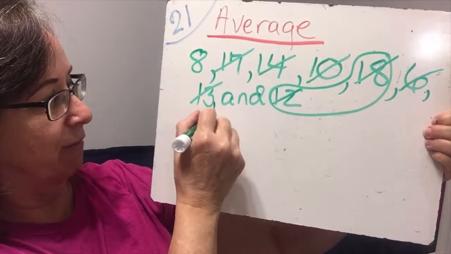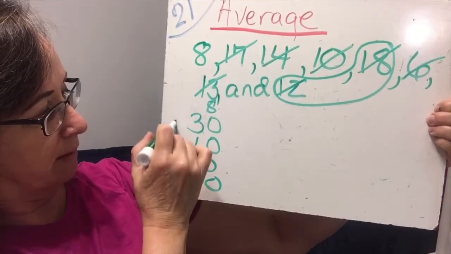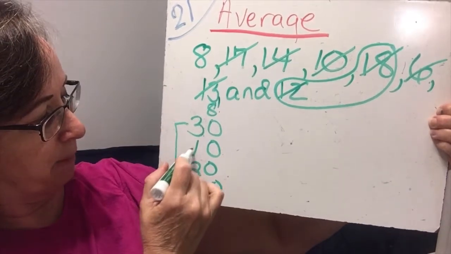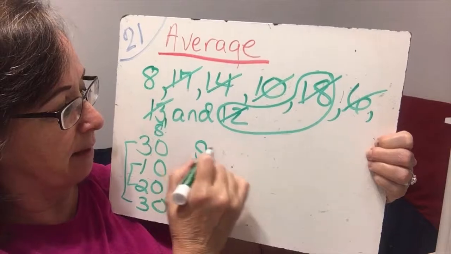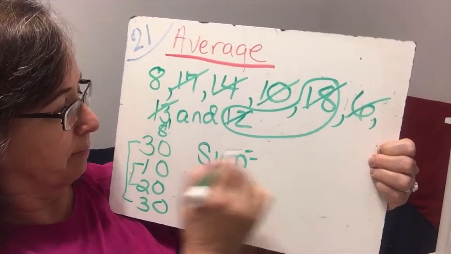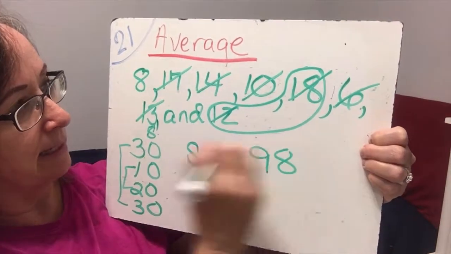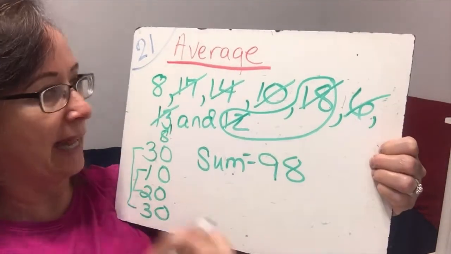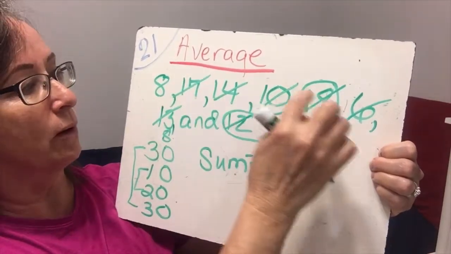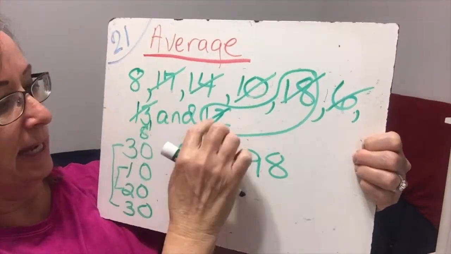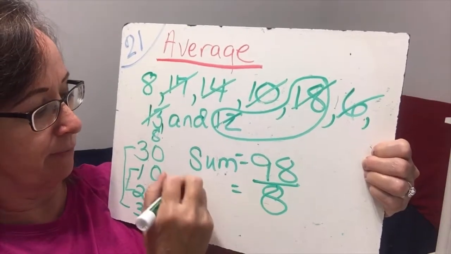So we'll put the 8 down right there because I'm out of room on the other side. So 30 and 30 is 60, plus another 30 is 90, plus an 8. So the sum of all of those numbers is going to be 98. Okay, now we have to say how many numbers am I dividing by? 1, 2, 3, 4, 5, 6, 7, 8. We're going to divide by 8, which is the number of items.